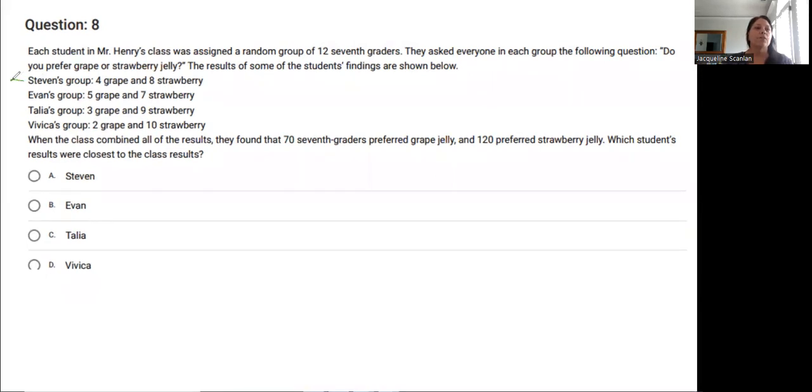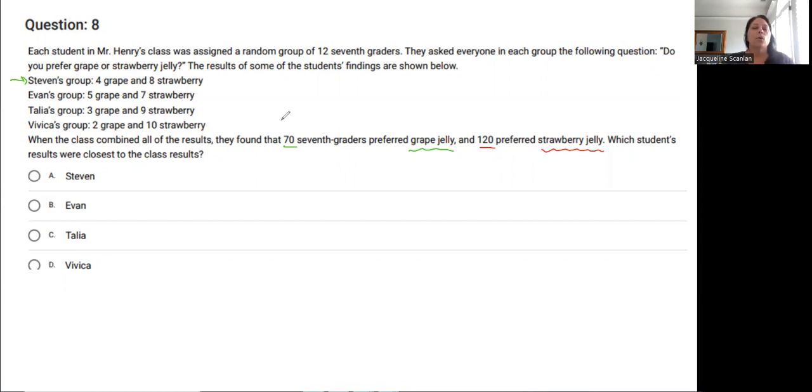Stephen's group said 4 people liked grape better and 8 liked strawberry better. Evan's group said 5 people liked grape better and 7 liked strawberry better. Talia's group said 3 liked grape and 9 liked strawberry. And Vivica's group said 2 liked grape and 10 liked strawberry. When the class combined all of the results, they found that 70 seventh graders preferred grape jelly and 120 preferred strawberry jelly. Which students' results were closest to the class results?